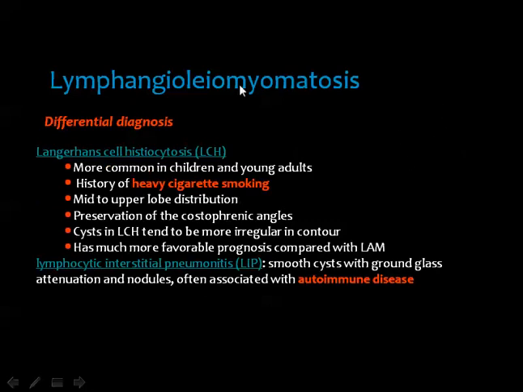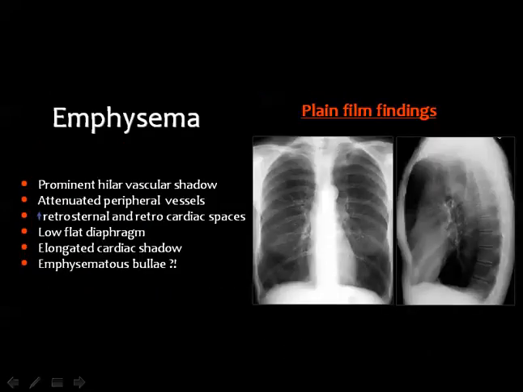The differential diagnosis of lymphangioleiomyomatosis is mainly histiocytosis. But you know that histiocytosis can occur in children and others, male and female. You know the intimate history of cigarette smoking. You know the upper lobe and middle zone distribution, with no affection of the lung bases or the costophrenic angles. The cysts are large, thick-walled, and of irregular contour, whereas lymphangioleiomyomatosis does not spare any part of the lung. I will mention lymphocytic interstitial pneumonia immediately now.